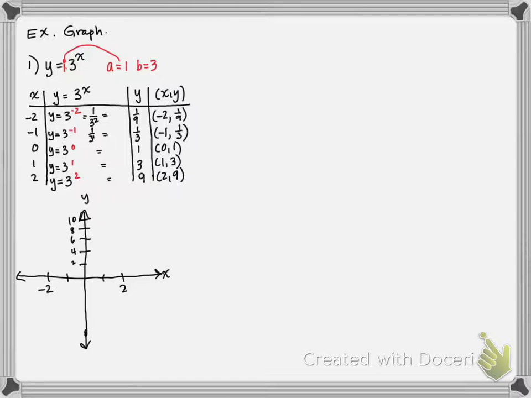So at -2, it was 1/9, so that's pretty low. And then at -1, it was up a little higher. And then at 0, it went to 1, a little higher. At 1, it went up to 3, and notice what happens. All of a sudden, it just starts jumping up. 2, bam, up to 9. So that's what exponential growth is. It doesn't grow by adding, it grows by raising to the power. So that's where we're going to end up getting a very quick growth.